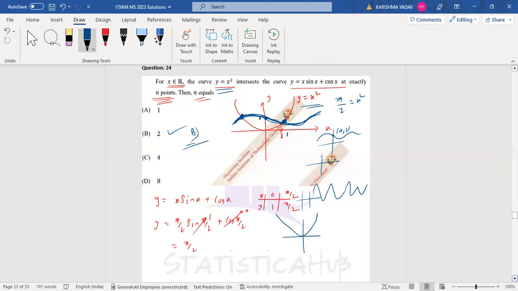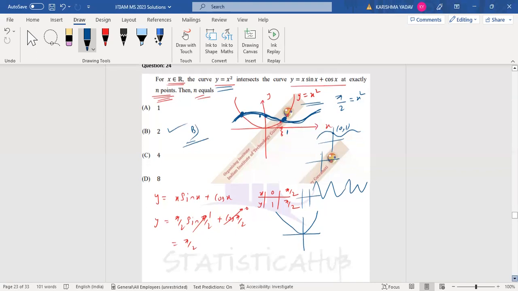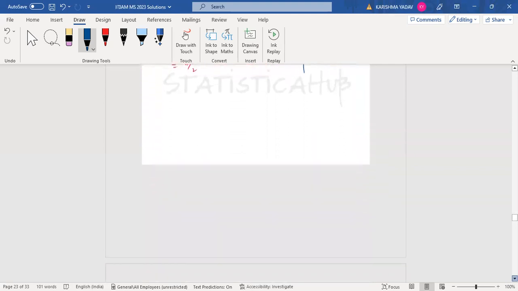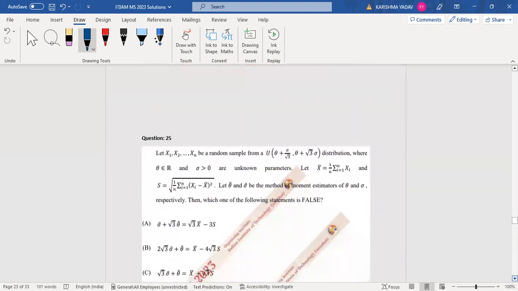Okay, let's see another question. Question number 25. It was like an easy question. You just have to draw the curves and find out. Okay, let's see question number 25.